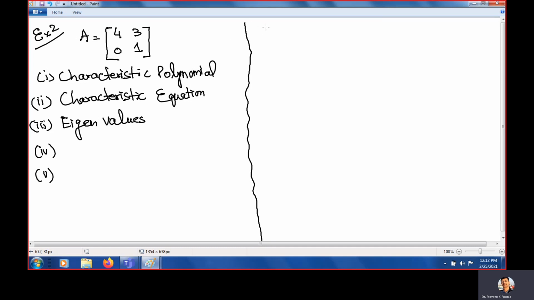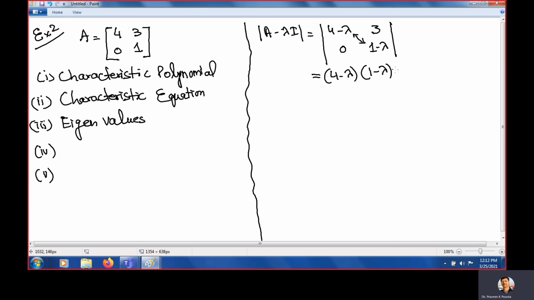So first we are going to find the determinant of A minus lambda I. How are you going to find the determinant? It is 4 minus lambda, 3 same to same, 0 same to same, and 1 minus lambda. Clear? Now expand it. Multiply this and this minus this and this. So it is (4 minus lambda)(1 minus lambda) minus 0 into 3.